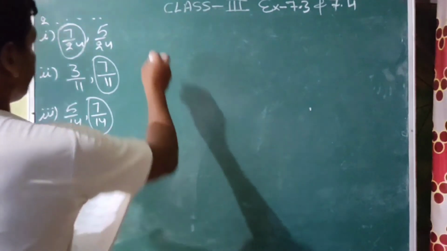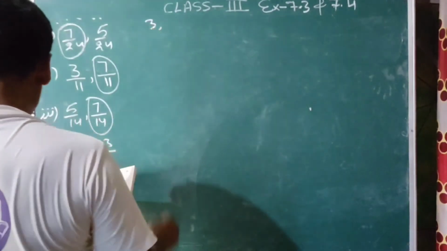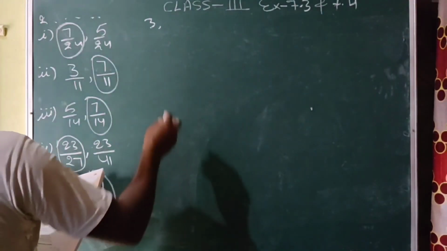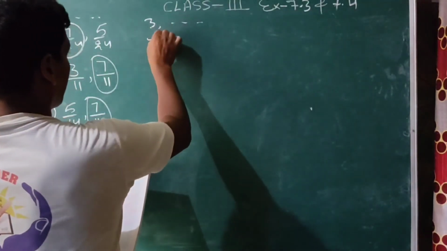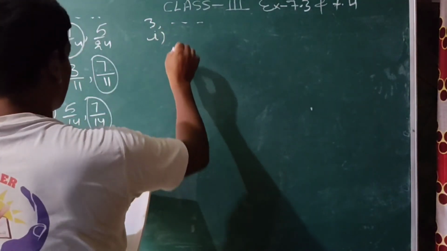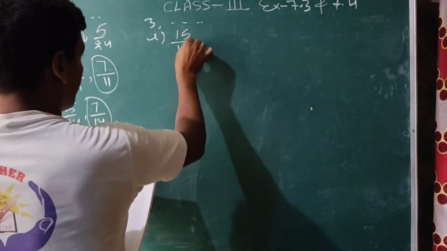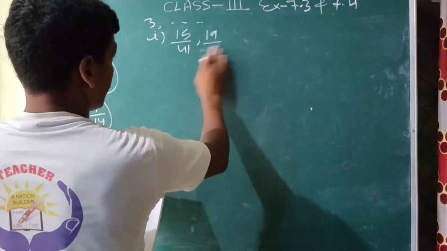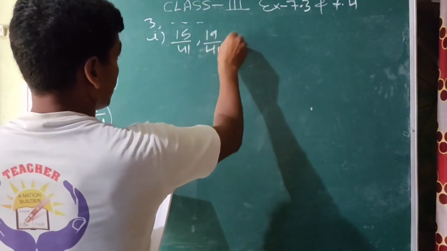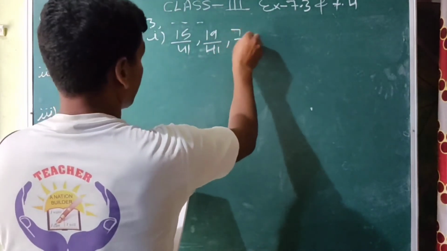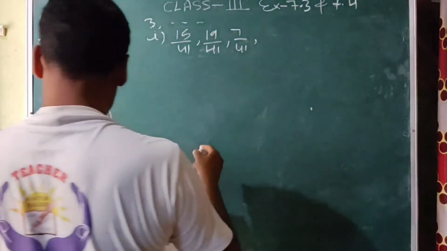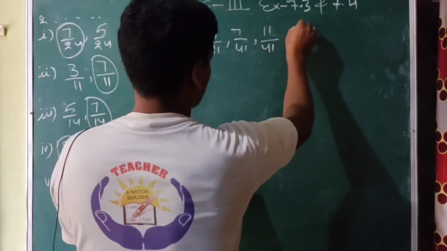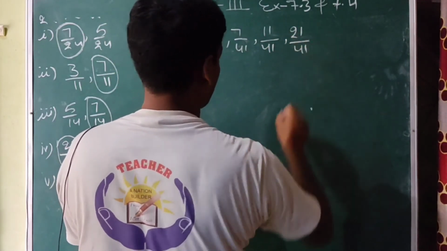Then third question, arrange in the descending order. First of all, you will write the question: 15 upon 41, 19 upon 41, 7 upon 41, and then 11 upon 41 and then 21 upon 41.